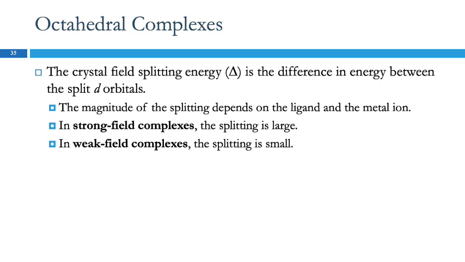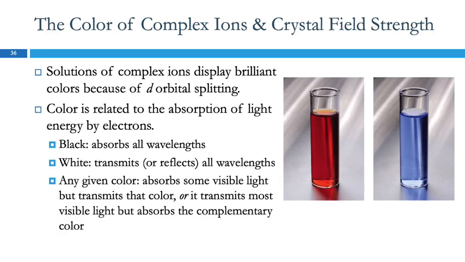So that crystal field splitting energy, the difference in energy between the split d orbitals, and how big that difference is depends on the ligand and the metal ion. So we can talk about a strong field complex where the splitting is large. The difference in energy is big. Or we can talk about a weak field complex where the splitting is small. There's just a little difference between those sets of orbitals. So crystal field strength explains different colors of complex ions.